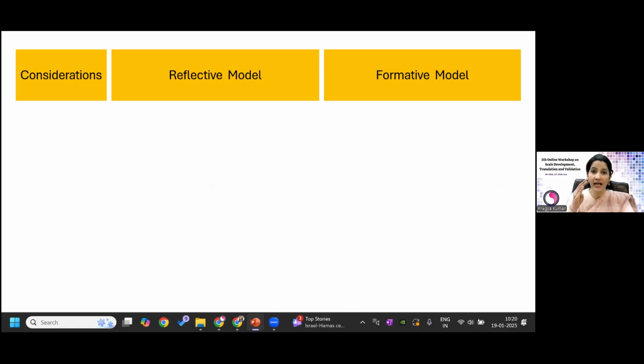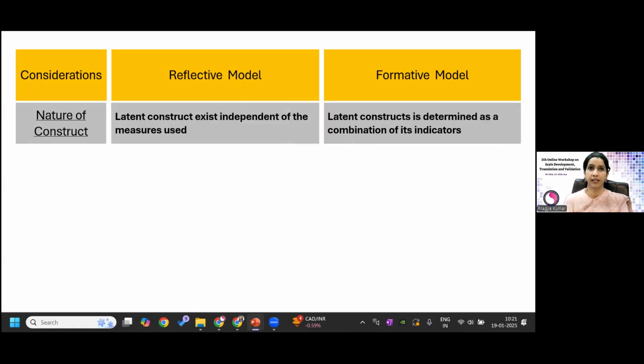So you should always ask these three or four questions of yourself whenever you are doing validity studies. The first one: whatever construct or indicator I am developing, is it there already? Already means where? In the psychological domain of the human being, or the respondent. If it is already there and you have to measure it, then it is a reflective scale. If it is not already there and you are constructing it by taking a few indicators, then it is formative. This is the first question. If the latent construct exists independent of the measure used, then it is a reflective model. If the latent construct is determined as a combination of its indicators, it is a formative model.